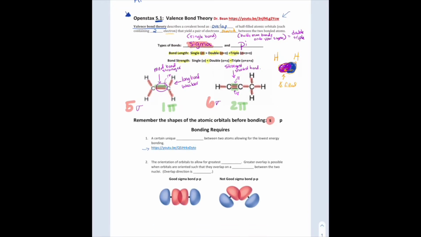It's like a spherical shape. And then the P's are kind of like this kind of a shape. Do you remember that? If you don't, go back and check. Or you can just Google S orbitals, P orbitals, you'll get those shapes. Okay.